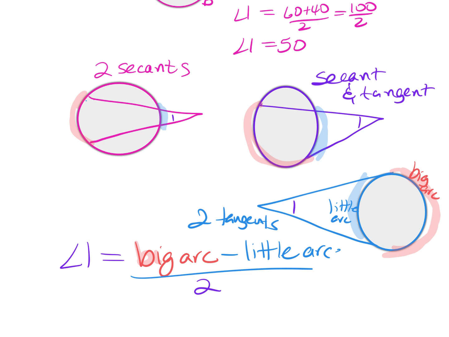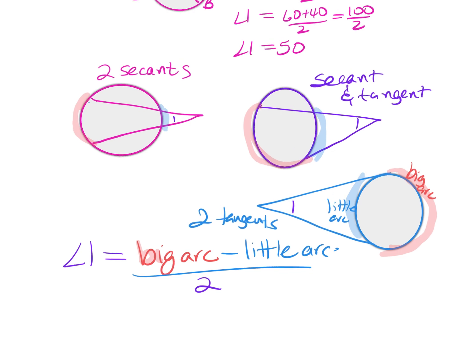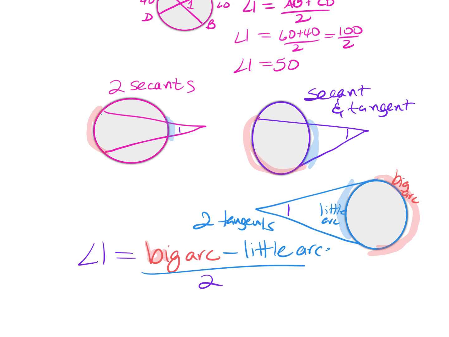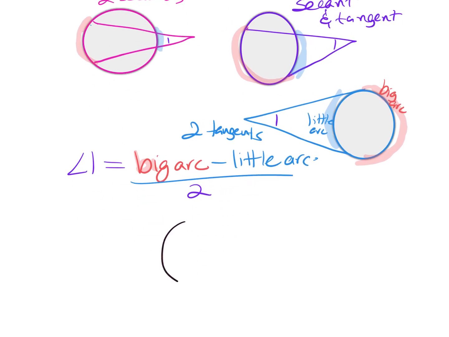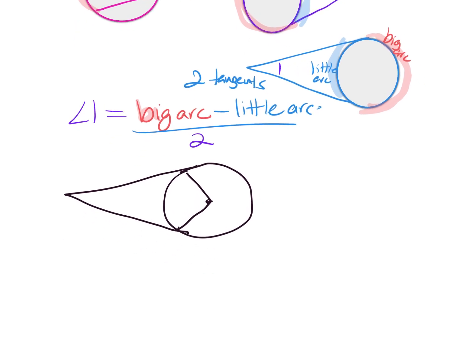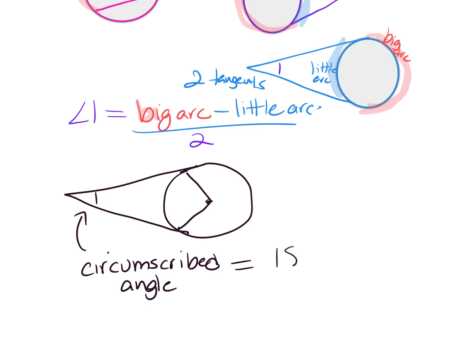Then the other one that we also covered was the circumscribed angle. And the last one is the circumscribed angle. And this sort of looks like the outside angle of the tangent, but just remember you're going to also have a central angle here. So this angle 1 could be your circumscribed angle. And that's going to equal 180 minus the central angle.